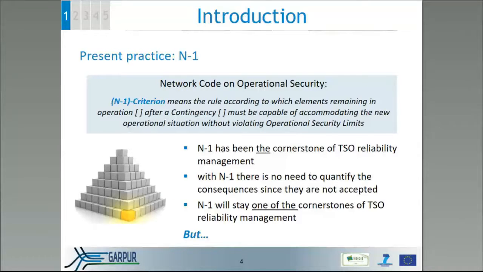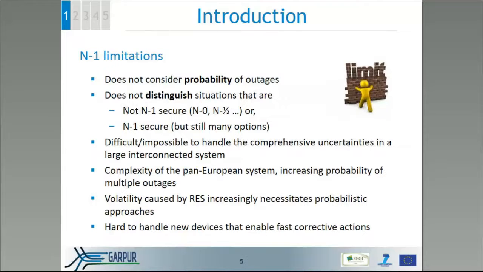So, to my introduction, the short version of present practice regarding transmission system reliability management is N-1. As you already know, the N-1 criterion refers to the ability of the system to continue operation and serve load even after a contingency. N-1 has been the cornerstone of TSO reliability management, and we believe it will be important also in the future, but it has some clear shortcomings or limitations.